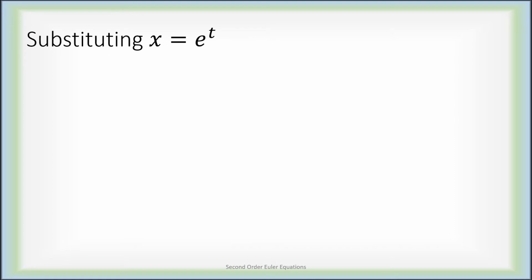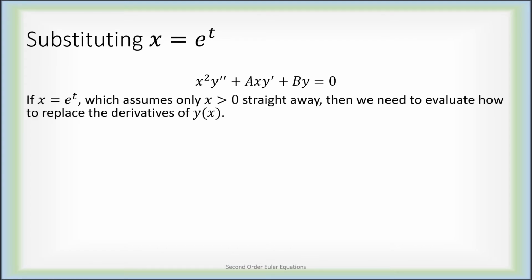So let's go over how to make this substitution x equals e to the t. Now here's our second order Euler equation, just as it was before. If we assume x is e to the t, notice that this right away assumes that x must be positive. When we did the substitution y equals x to the alpha, depending on what alpha was, we may have had to make this assumption anyway. Here we just directly make it. If x is e to the t, it has to be positive anyway.